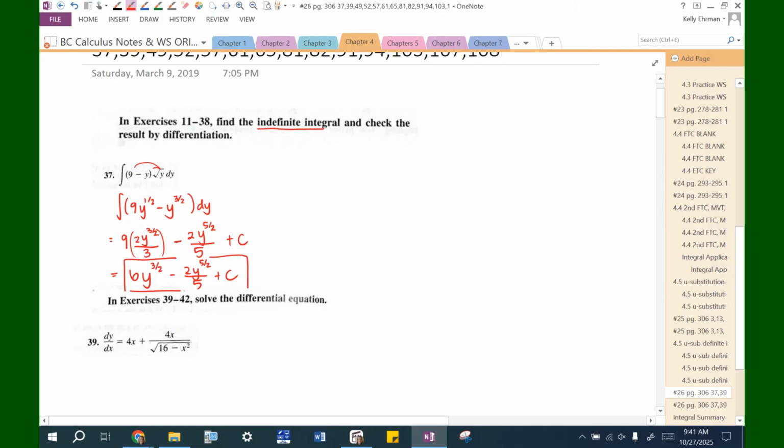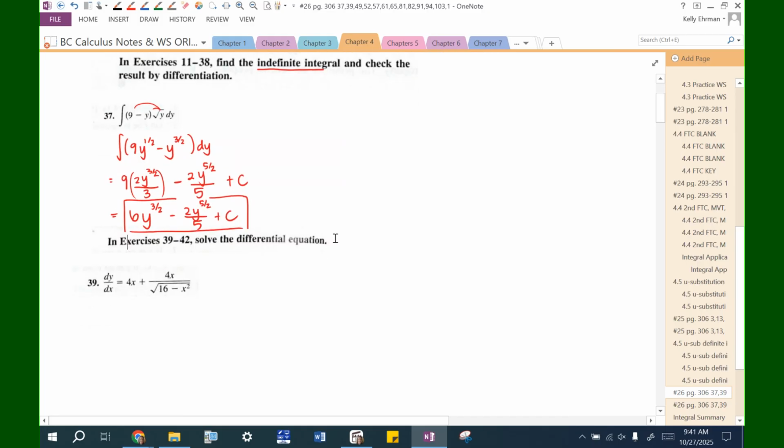Simplification is not required on free response problems, but this would most likely be something in a multiple choice, and they are not going to leave their answers unsimplified.